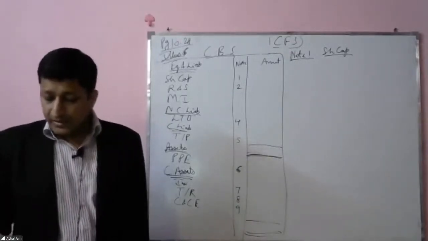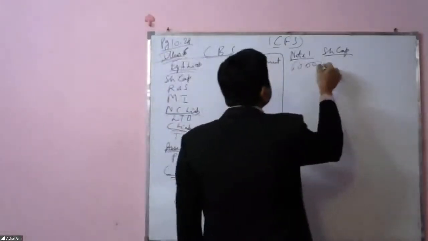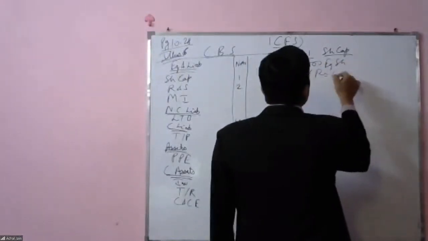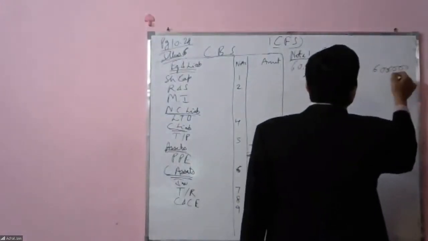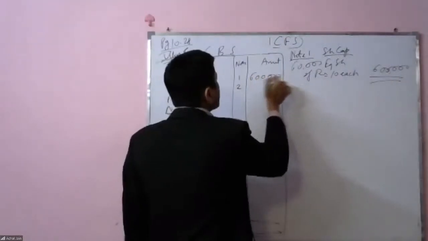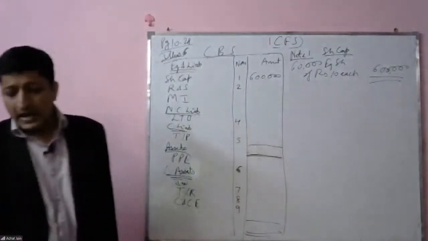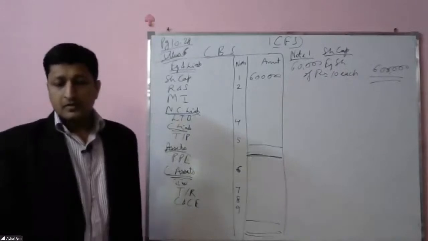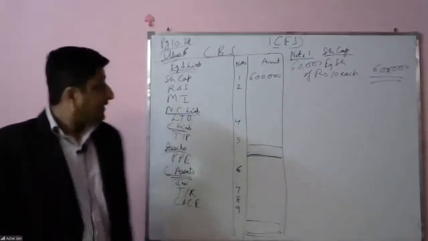So what are we left with? 60,000 equity shares of rupees 10 each. So this is 6 lakhs. So 6 lakhs we will take over. I'll come to the reserves slightly later.